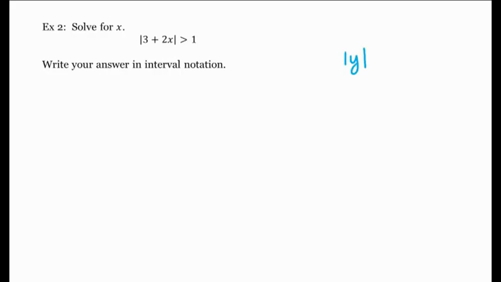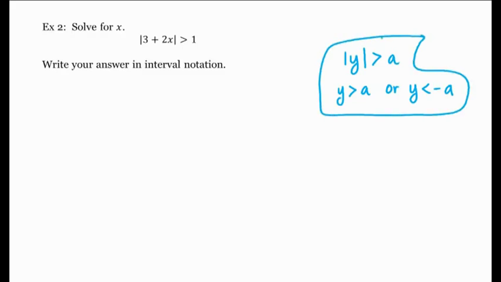That the absolute value of y greater than a means that y is greater than a or y is smaller than -a. And this is what we're going to apply here. And this gives us that 3 plus 2x is either greater than 1 or 3 plus 2x is smaller than -1. And now when solving this type of compound inequality, we work with each side separately.